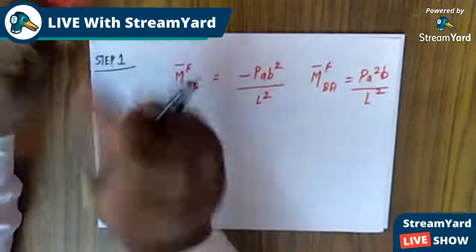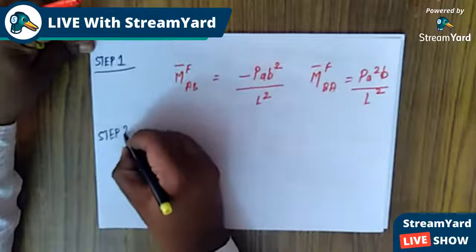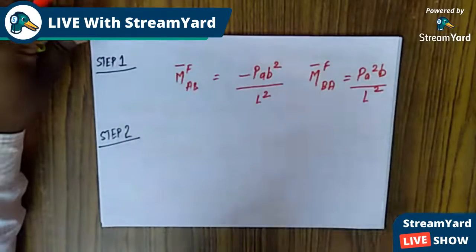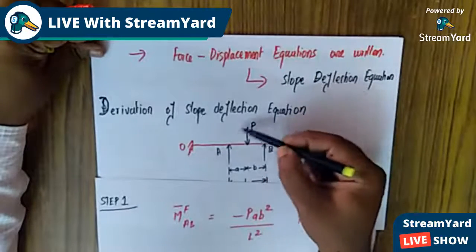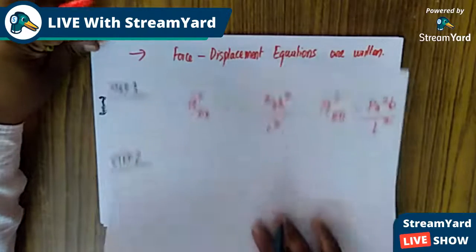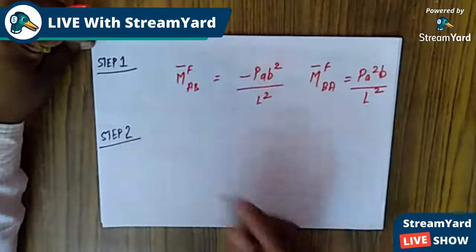Next step, I am going to give you the moments which are developed due to the rotation. Since the span AB is acted upon by the load P, it is obvious that there will be rotation at joint A and at joint B. Due to this rotation, there would be moments developed at joints A and B.